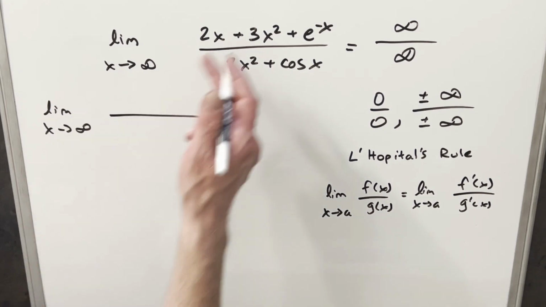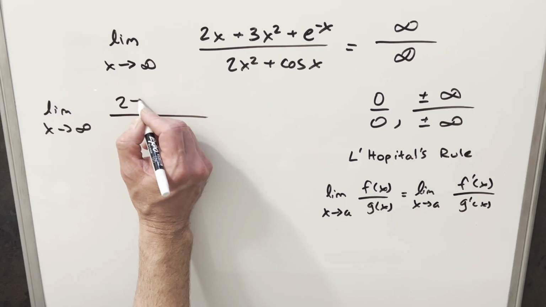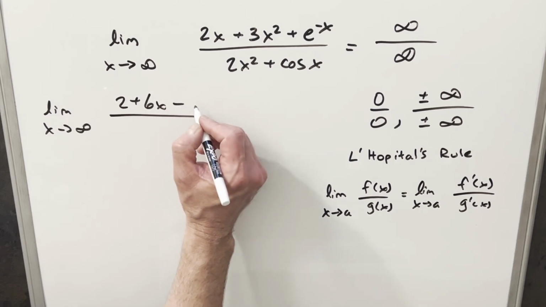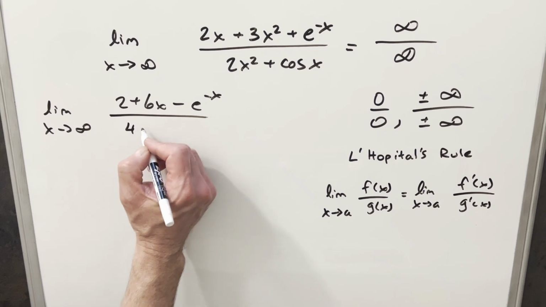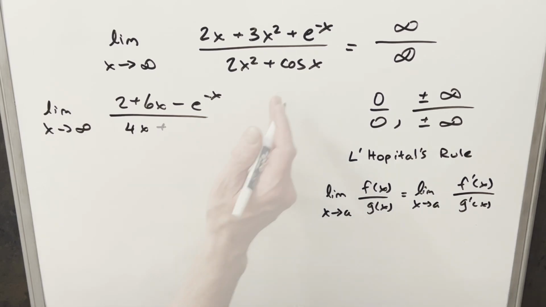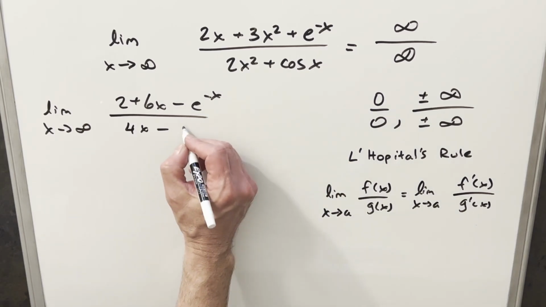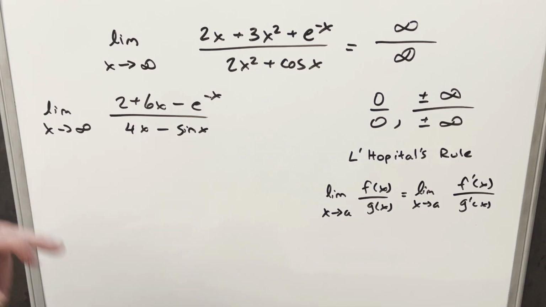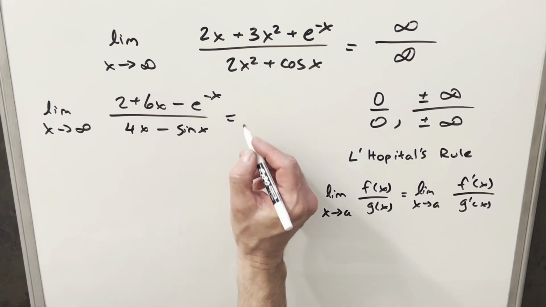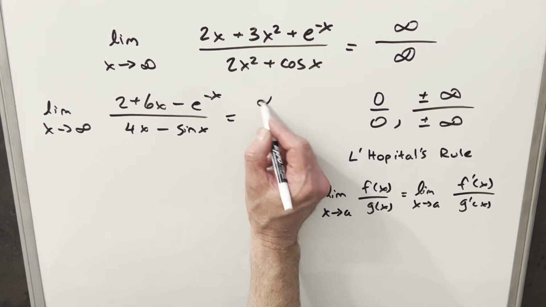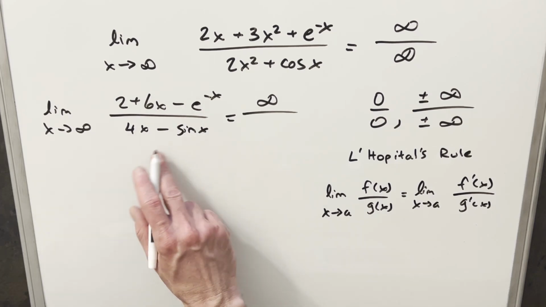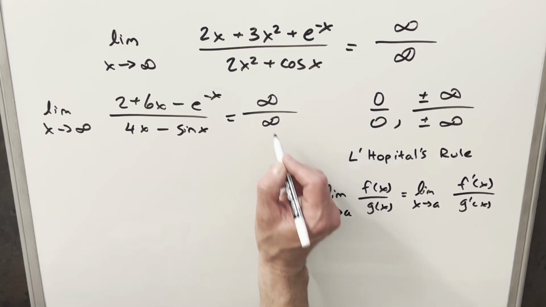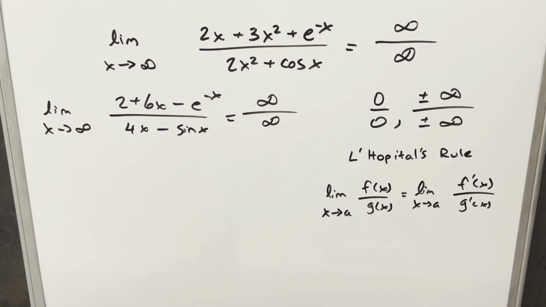So first, the derivative of the numerator is going to give me 2 plus 6x minus e to the minus x. And then taking the derivative here, this is going to become just 4x. Derivative of cosine x is going to be minus sine x. But then evaluating it again, 6x is going to infinity, so the other terms aren't really going to matter. So the numerator is going to infinity. And again, 4x is going to infinity. Sine is between minus 1 and 1, that's not going to matter. So again, we have an infinity over infinity case.